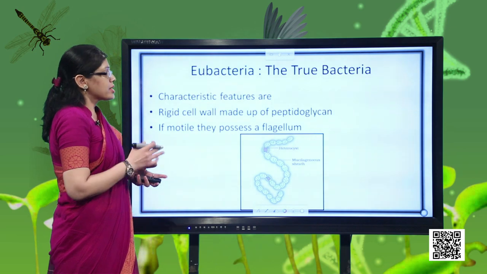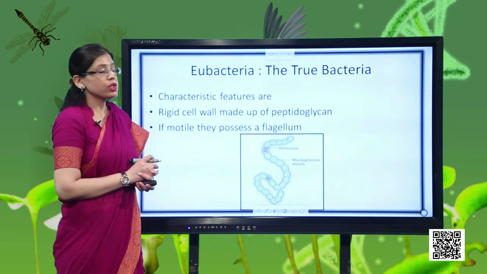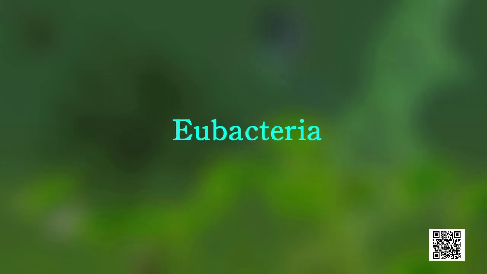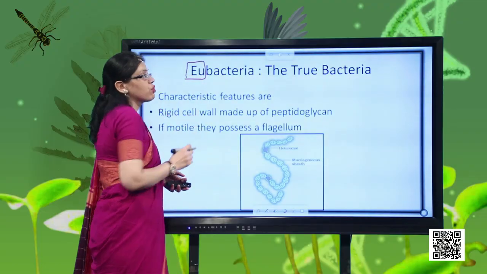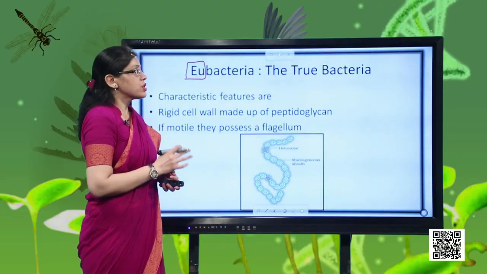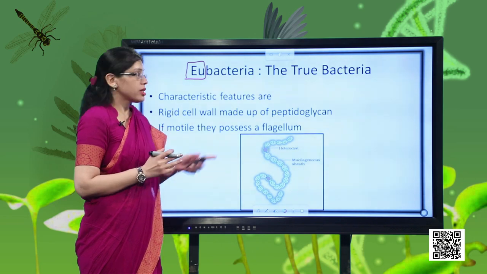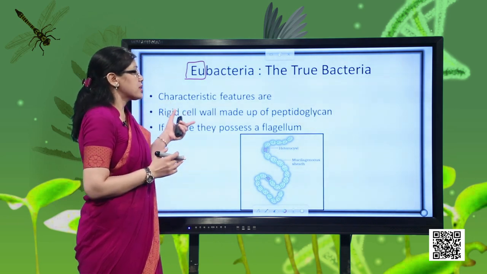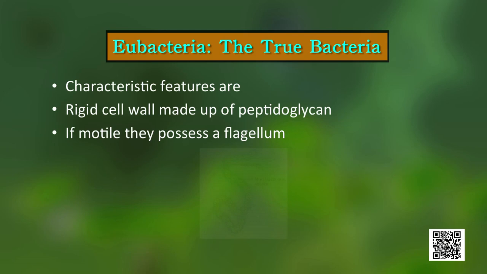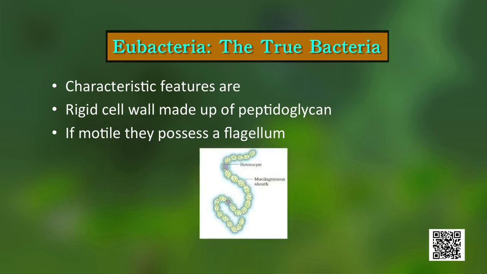Then we have the next main group of bacteria, which is called eubacteria. Now, splitting the meaning of the word, EU stands for true. So any bacteria which is true will be called eubacteria. Now what does this word true mean? If we are talking about the eubacteria, they have the typical cell wall which is made up of peptidoglycan.